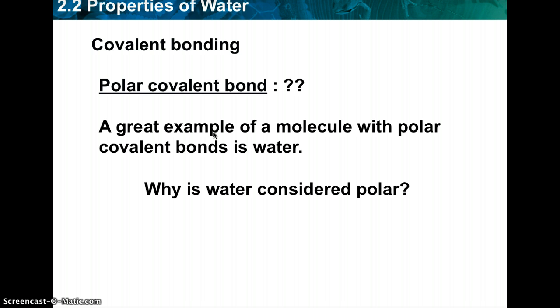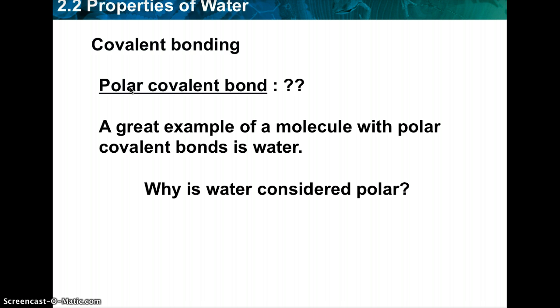So on to polar covalent bonds, which you can see right here. Basically, the definition for those is unequal sharing of electrons. And we're going to talk about what that necessarily means. But a great example of a molecule with polar covalent bonds is water. Now the question I pose to you is, why is water considered polar?